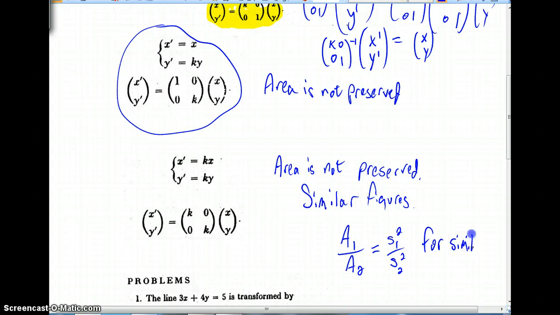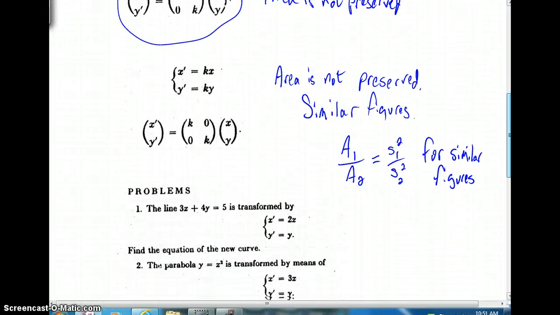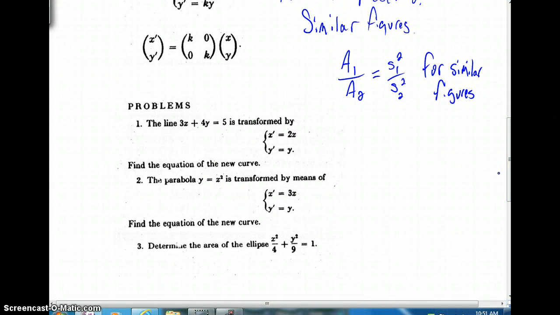But let's see what we've got here. We have several problems that we're going to jump into right now. For number 1 here in our packet, and again, we are on page 146 in our packet here. So we've got the line 3x + 4y = 5 is transformed by these equations. You know what? We could solve for x and for y. It's very, very simple to do that.